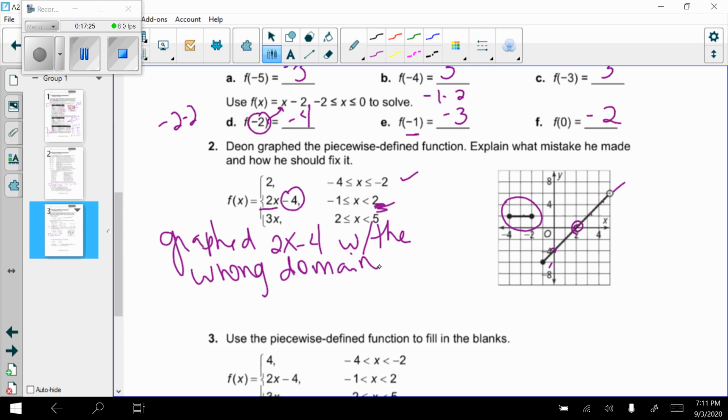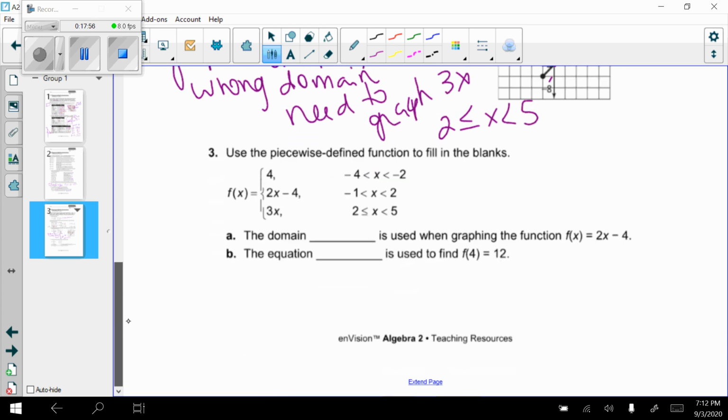And then if we look at this function, 3x, that would have had a y-intercept at 0, should have started here, slope of 3. So up 3 over 1, up 3 over 1, up 3 over 1. He doesn't even have that graphed. And then he would need to graph 3x on the interval of 2 and 5. So that was his mistake on that graph. He made several mistakes.